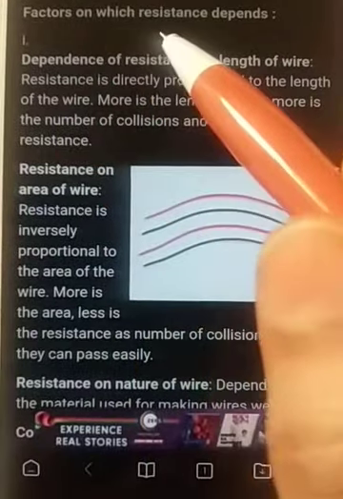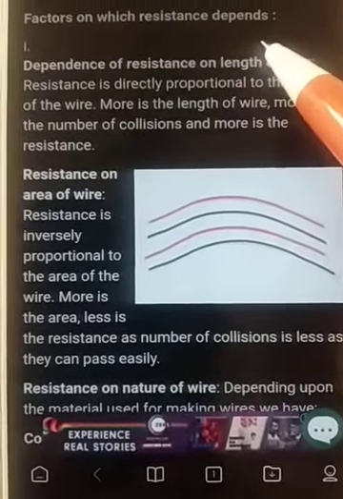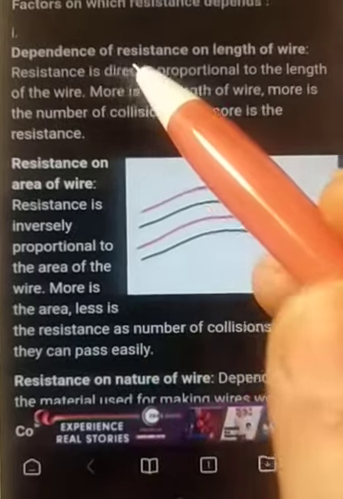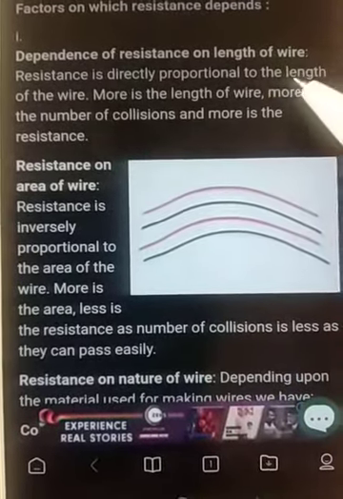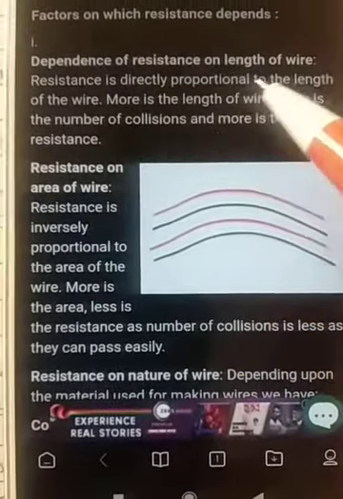Factors on which resistance depends. Dependence of resistance on length of wire. Resistance depends on length of wire.